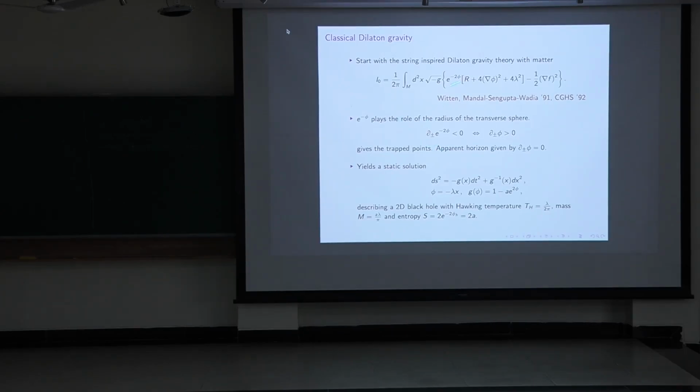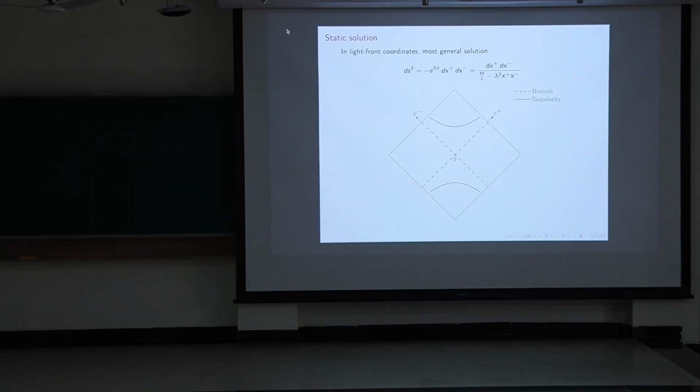And the classical solution that yields a static solution, we also know this, describes a 2D black hole with Hawking temperature lambda by 2 pi. Lambda is some parameter, the cosmological constant, with this mass and entropy. And in light front coordinates, the general static solution looks like this. So I'll just flash you some of the space-time solutions that you find.